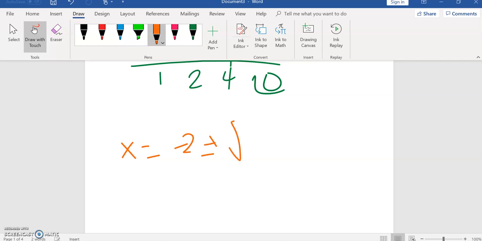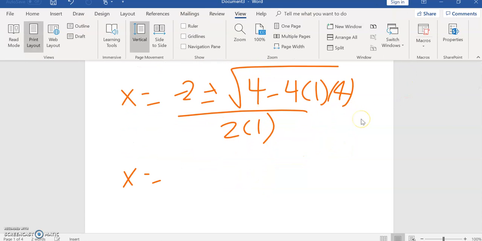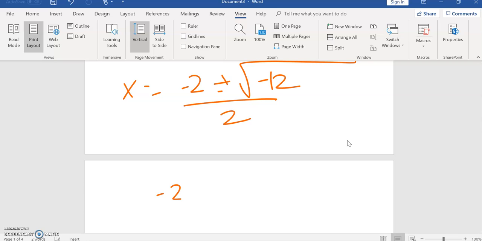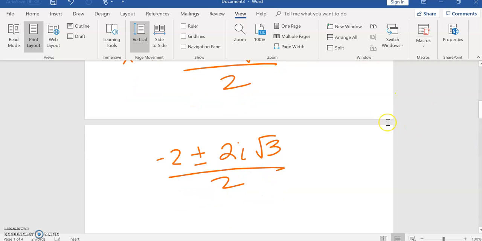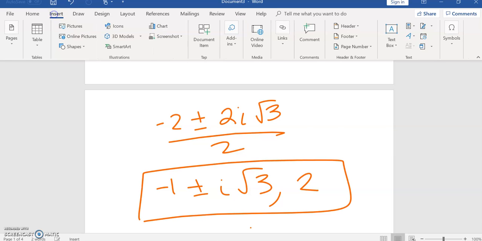So this is -2 plus or minus the square root of 4 minus 4 times 1 times 4, over 2 times 1. So x equals -2 plus or minus the square root of 4 minus 16, which is -12, divided by 2. That's a 4 and a 3. So this is -2 plus or minus 2i square root of 3 over 2. I can cancel some 2's: -1 plus or minus i square root of 3. So these are my 3 answers, and I got them algebraically.